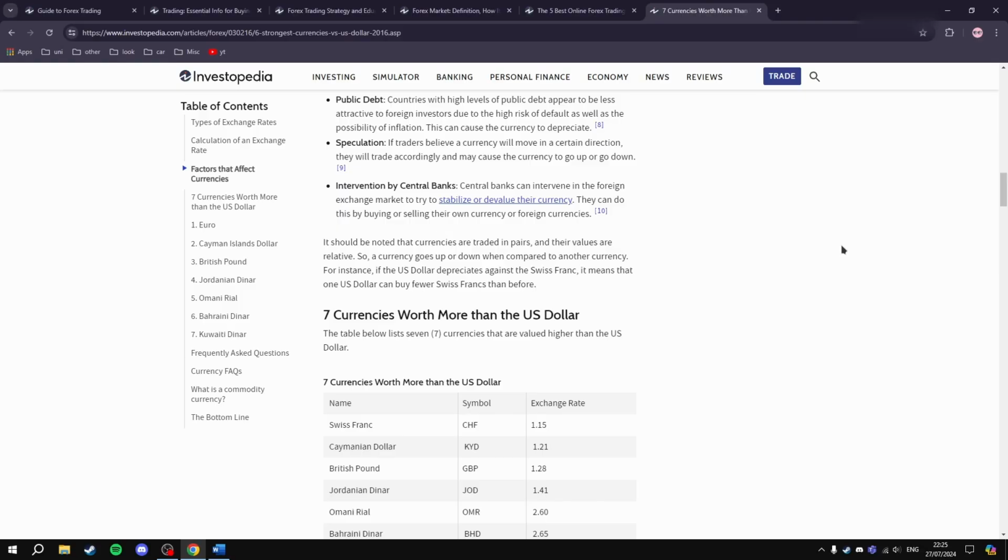Higher risk of default. What does higher risk of default mean? Higher risk of default as well as the possibility of inflation. This can cause the currency to depreciate.